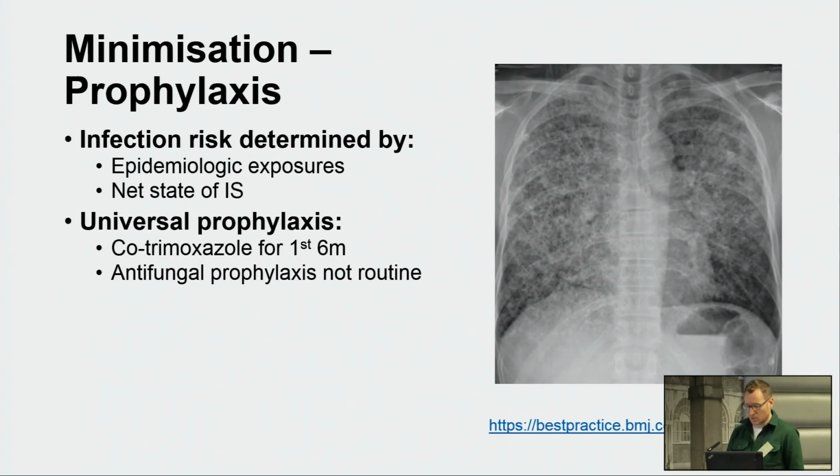In certain circumstances, we'll use universal prophylaxis, so cotrimoxazole would be the main example of that. And I would speak for most centres in the UK here, but we use cotrimoxazole for the first 6 months post-transplant, and it covers for Pneumocystis jirovecii, and the radiograph on the right-hand side shows the changes that you can get with PCP, pneumonia from Pneumocystis jirovecii.